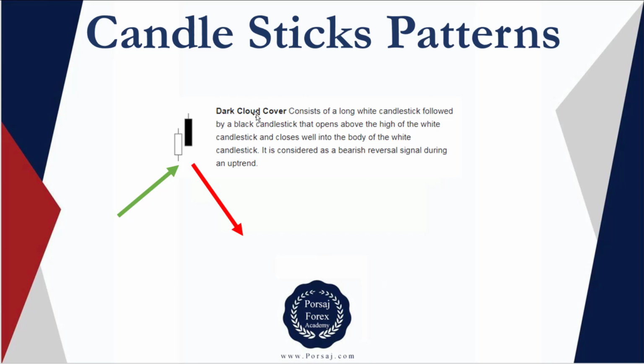The dark cloud cover is a two-candlestick pattern that can signal a potential reversal in an uptrend. It's a bearish reversal pattern that indicates a shift in market sentiment from bullish to bearish. The dark cloud cover pattern forms when a bullish candlestick is followed by a larger bearish candlestick that opens above the high of the previous day's bullish candle and closes below its midpoint.